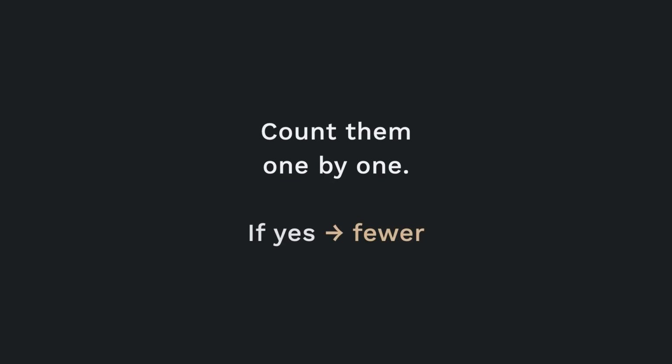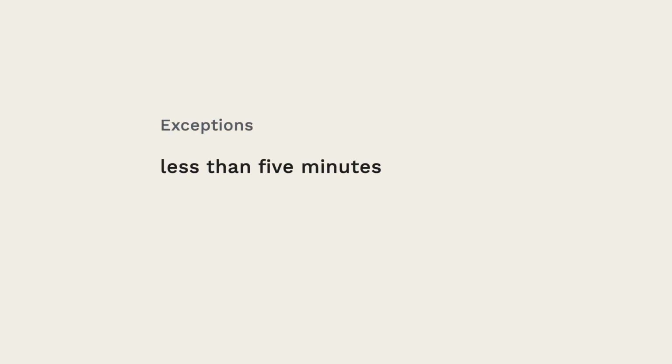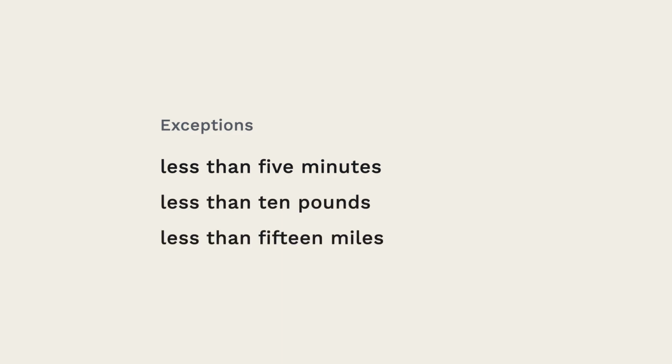A useful shortcut is this. If you could count the items one by one, or you're describing people, fewer is often the more reliable choice. If you're describing an amount, quantity, or something measured rather than counted individually, less is often the better fit. But there are exceptions. Time, money, and units of measurement often behave a little differently. You may hear less than 5 minutes, less than 10 pounds, less than 15 miles, and those forms are widely accepted. So the distinction is real, but not perfectly rigid.